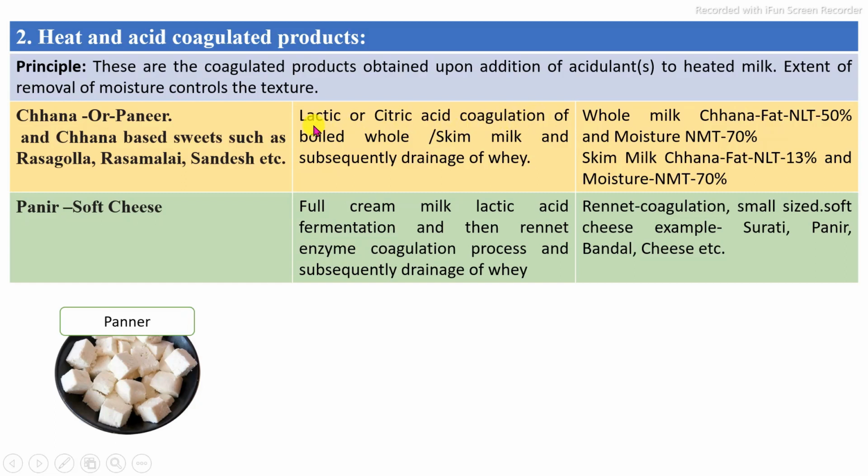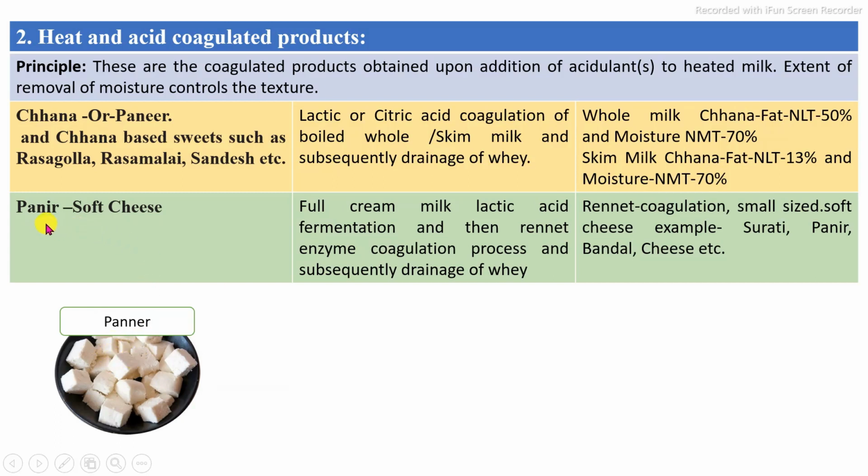Skim milk, whole milk, or a combination may be used. If whole milk is used for the production of paneer, the final product contains fat not less than 50% and moisture not more than 70%. For skim milk channa or paneer, the fat content must be not less than 13% and the moisture not more than 70%. These are the minimum requirements of paneer.